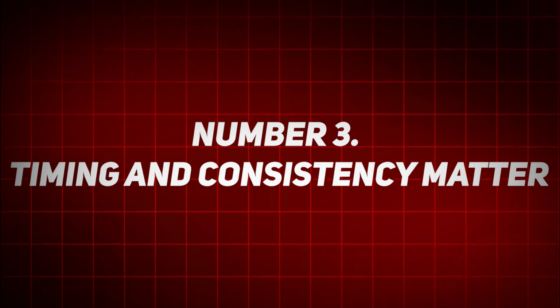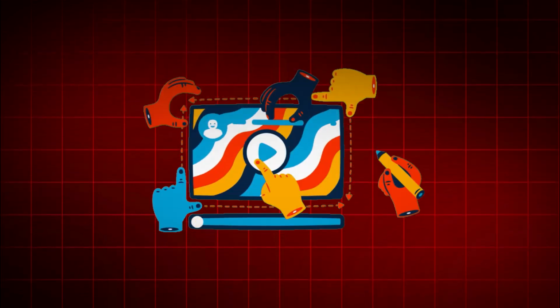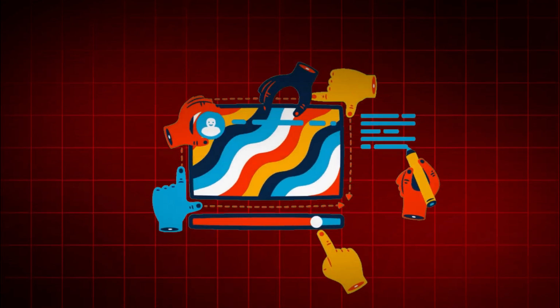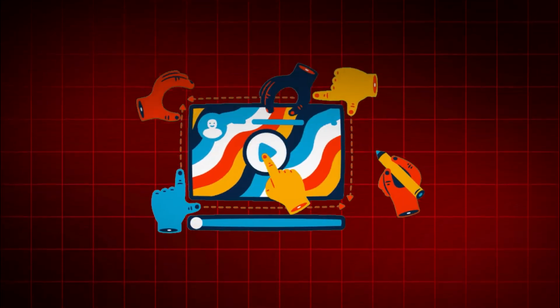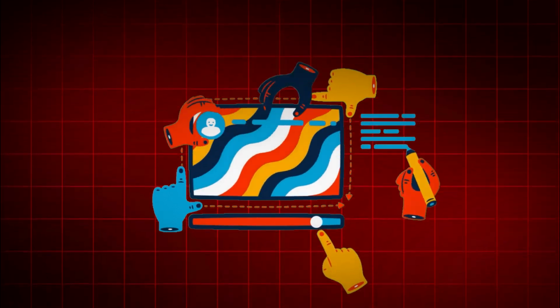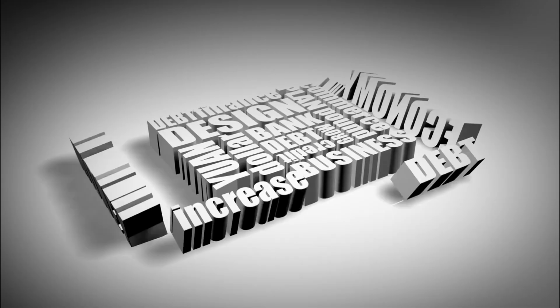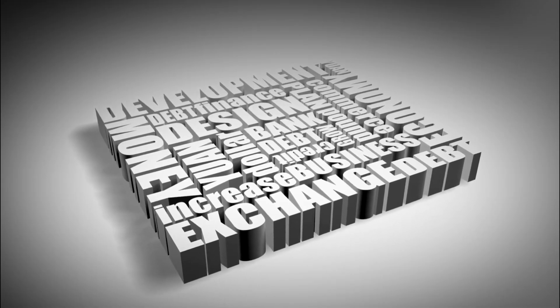Number 3. Timing and consistency matter. Here's another common pitfall: creators produce a ton of content, but they don't post it consistently. Uploading 100 shorts one day and then going silent for 2 months isn't going to help you grow. Consistency is crucial for maintaining momentum, especially when it comes to the YouTube algorithm.